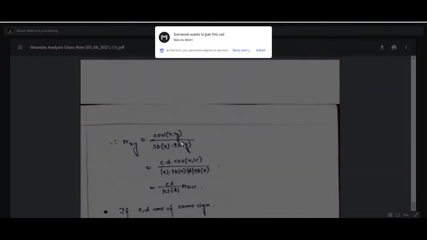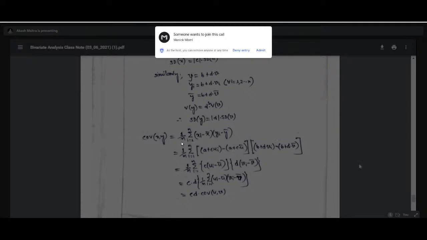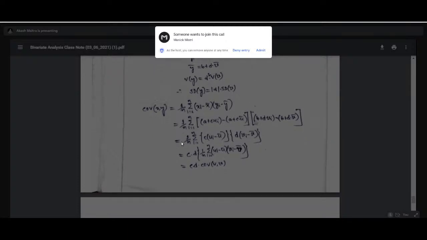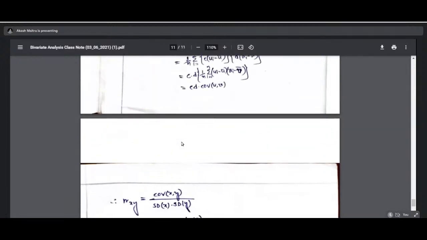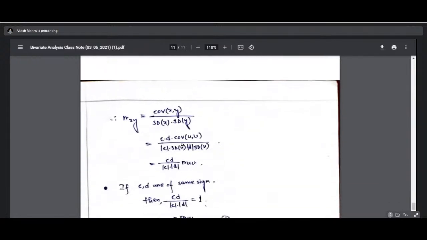Now I have the standard deviation of x equals modulus of c into standard deviation of u, and standard deviation of y is modulus d into standard deviation of v. So now I calculate Rxy. Rxy means covariance of xy divided by standard deviation of x into standard deviation of y. So covariance of xy is cd covariance of uv, standard deviation of x is modulus c standard deviation of u, and standard deviation of y is modulus d standard deviation of v. So I am getting cd by modulus c and modulus d.